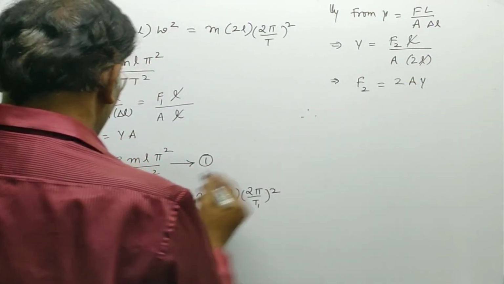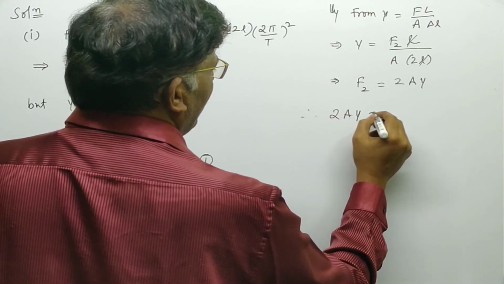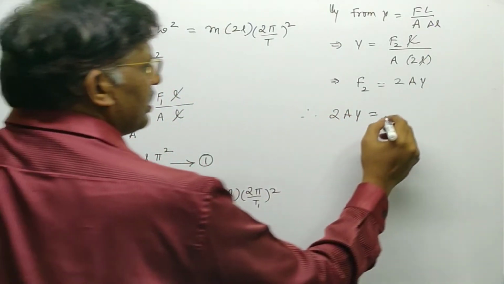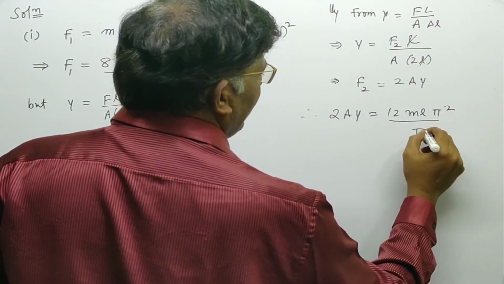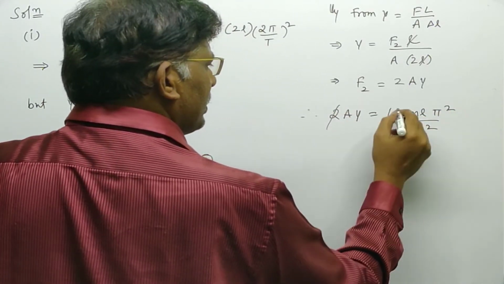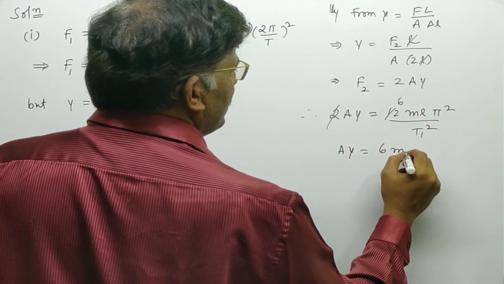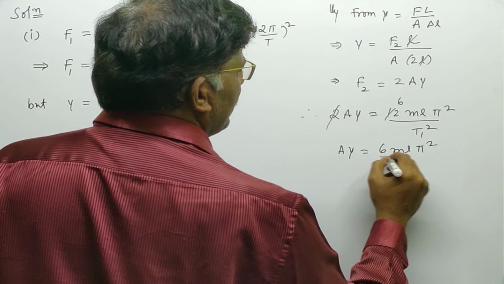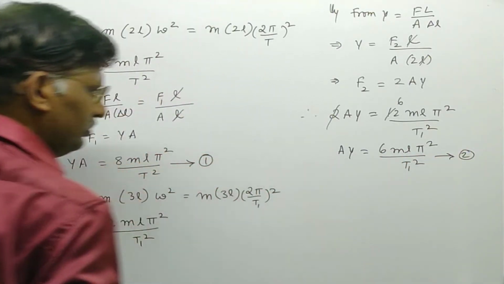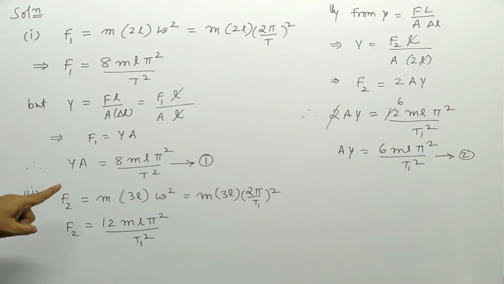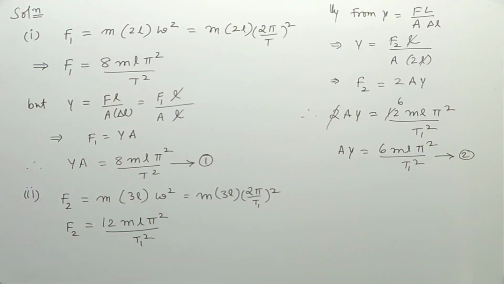Therefore, in place of F2, we can write that 2AY is equal to 12 m L pi square divided by T1 square. 2 ones are 2, 2 sixes are 12, so AY is equal to 6 m L pi square divided by T1 square. Let us assume this is equation 2. From equations 1 and 2, YA or AY, both are the same, so the left hand sides are equal.